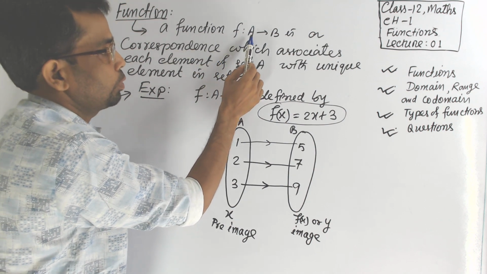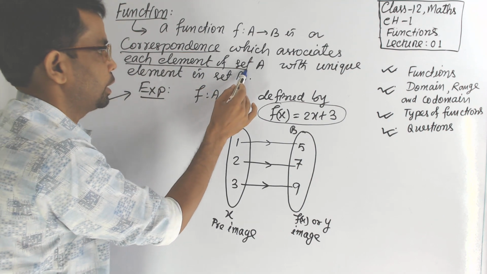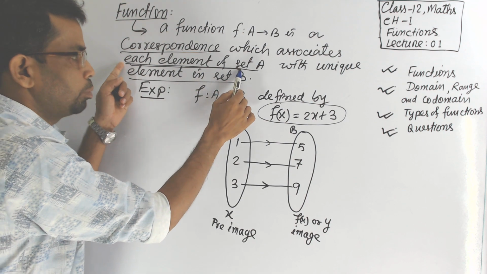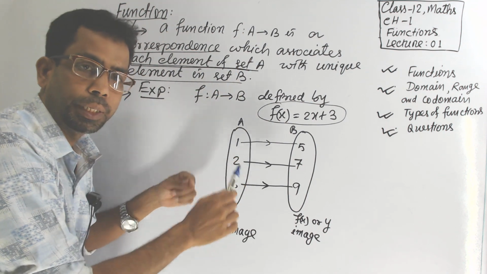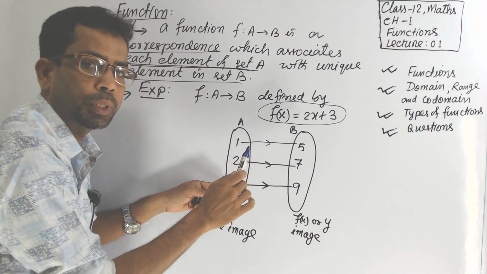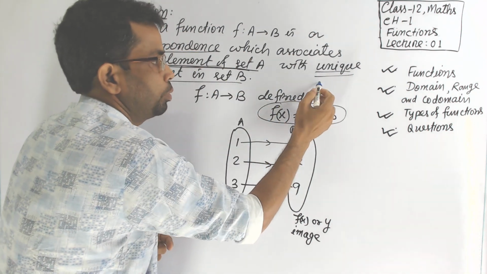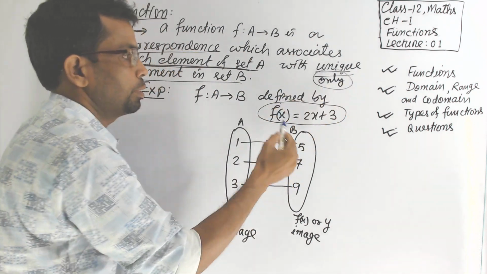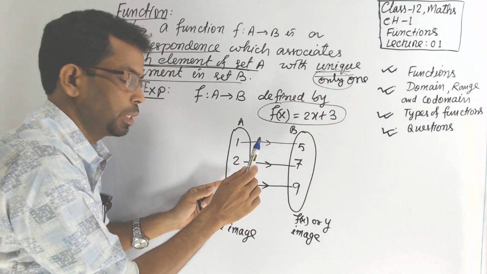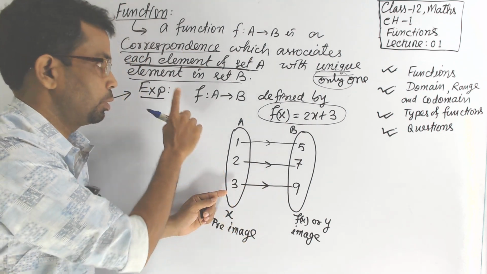A function f from A to B is a correspondence which associates each element of set A with a unique element in set B. Now, each element of set A, the meaning is, in set A, each and every element must have an image in B. There should be no element in set A without having an image in B. That is the first condition. Second condition, unique element. Unique means only one. That means each element of set A must have only one image in B. No element can have more than one image, according to the definition of function.